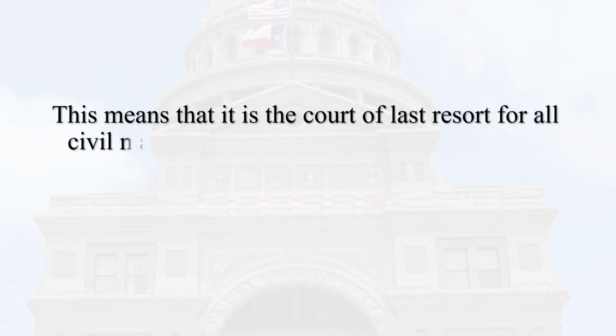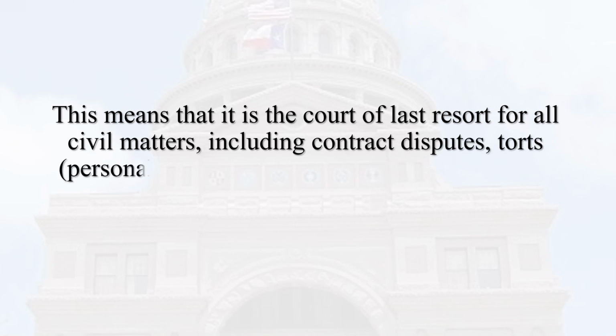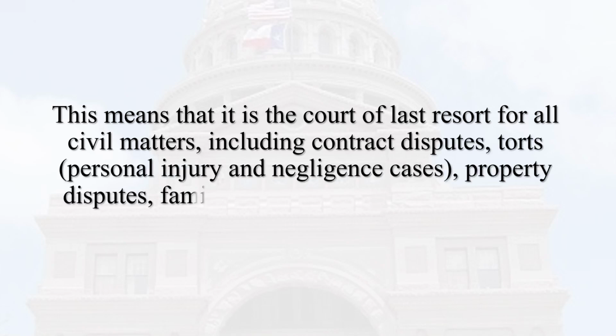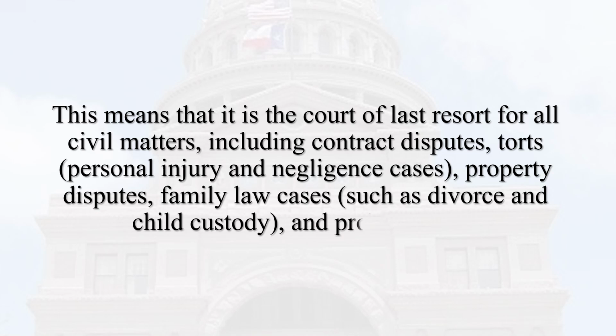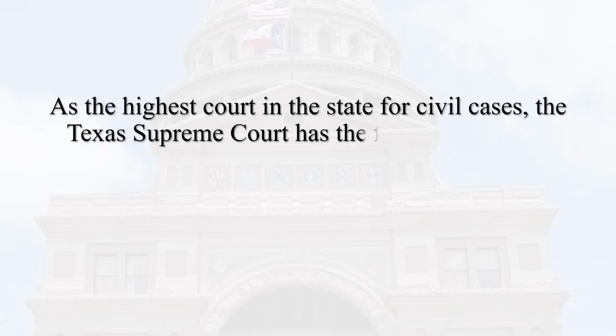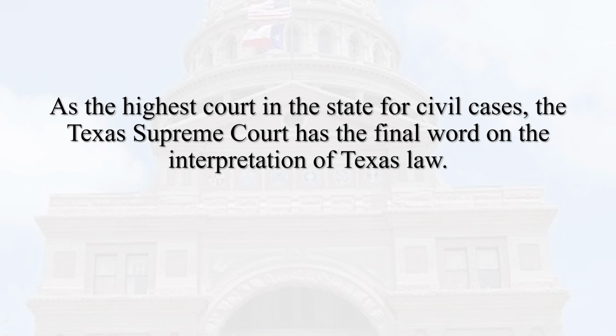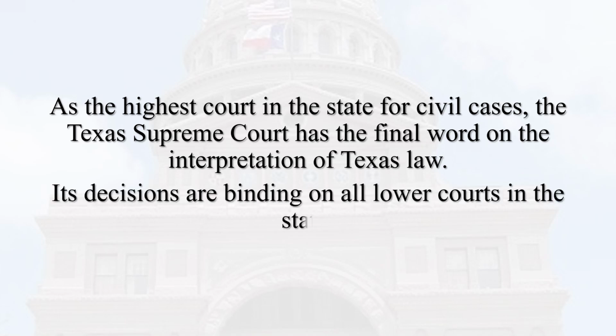This means that it is a court of last resort for all civil matters, including contract disputes, torts, which are personal injury and negligence cases, property disputes, family law cases such as divorce and child custody, and probate cases. As the highest court in the state for civil cases, the Texas Supreme Court has the final word on the interpretation of Texas law. Its decisions are binding on all lower courts in the state.